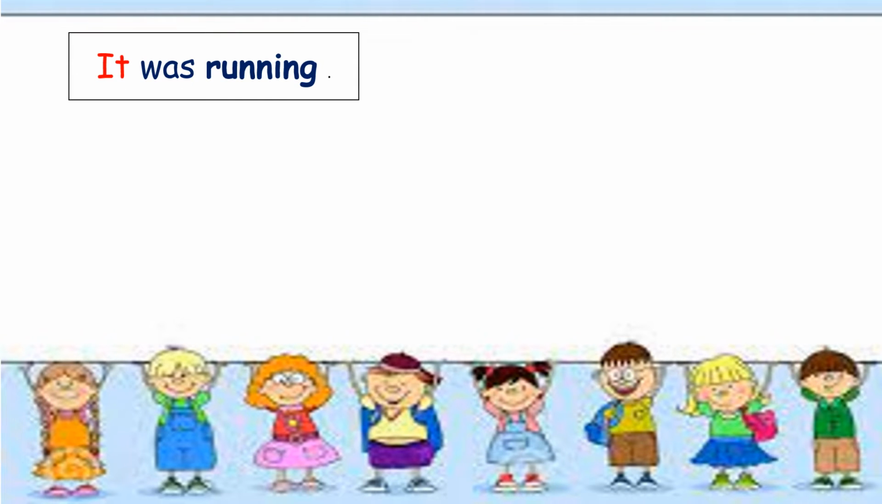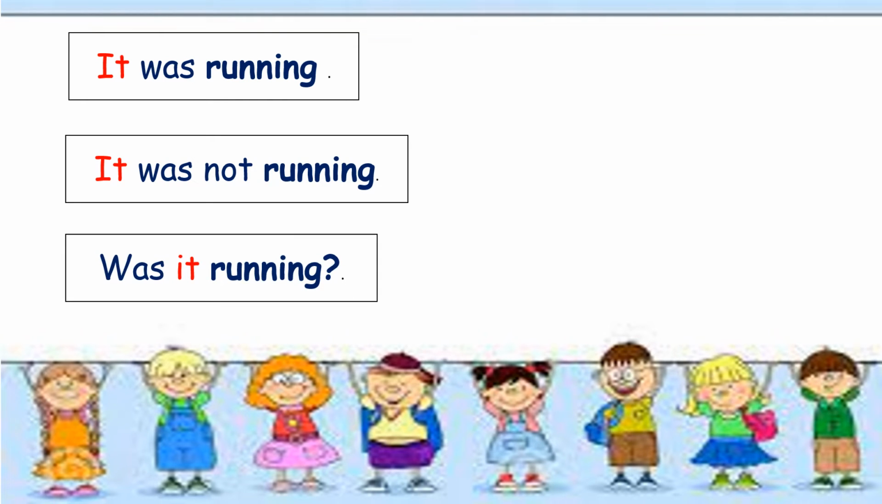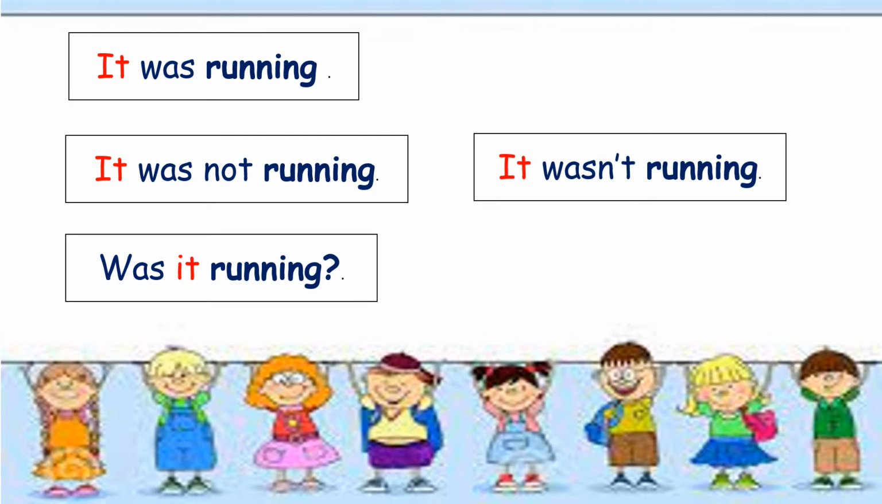It was running. It was not running. Was it running? It wasn't running. What is the action verb? The action verb is run. Running. When you write running, you have to double the letter N, then ing.